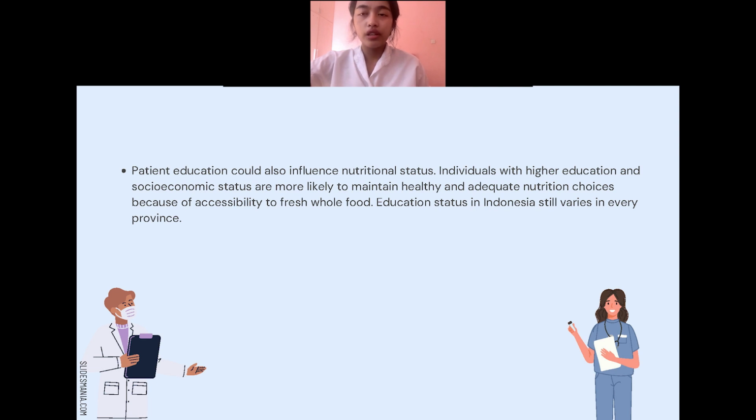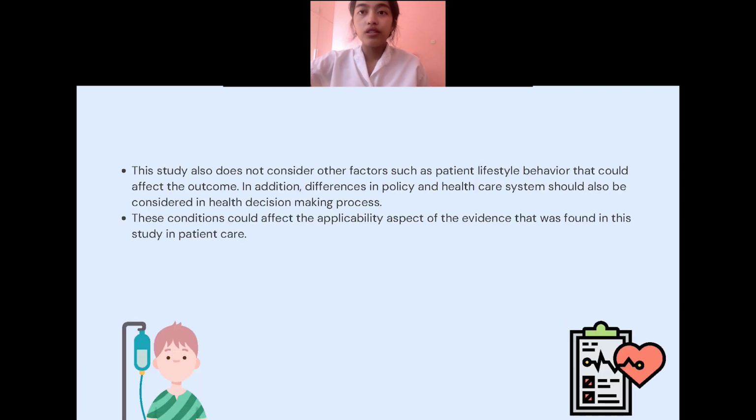Individuals with higher education and socioeconomic status are more likely to maintain healthy and adequate nutrition choices because of accessibility to fresh whole food. Education status in Indonesia still varies in every province. In the research, education and nutrition status were not assessed by the researchers. This research also doesn't consider other factors such as patient lifestyle behavior that could affect the outcome. For example, cigarette smoking and physical inactivity are associated with cardiovascular disease.